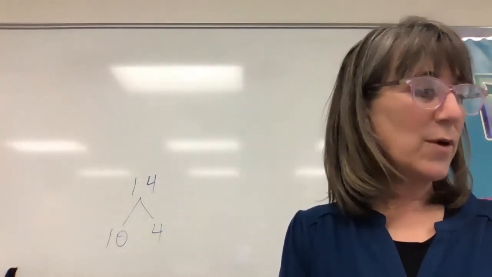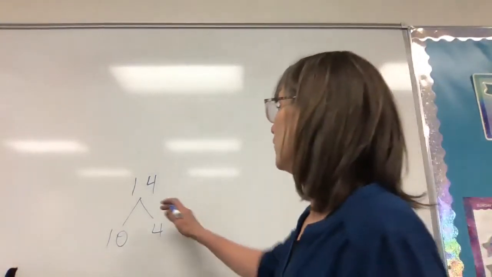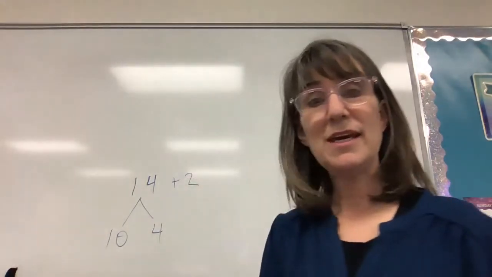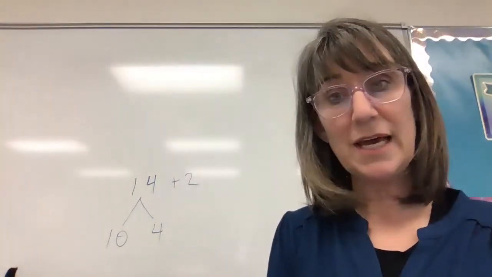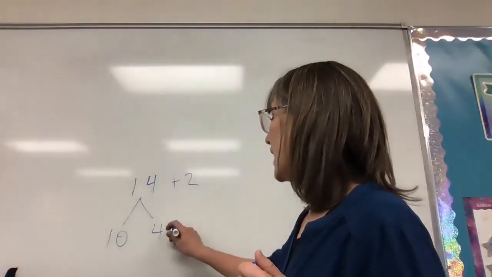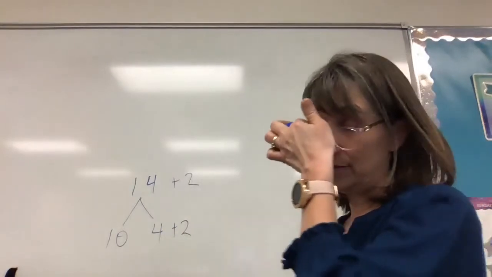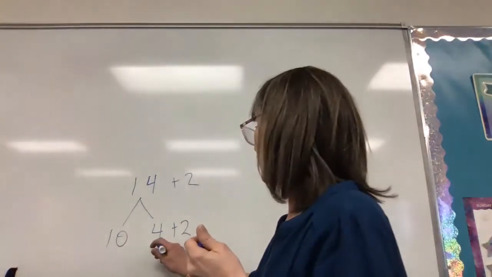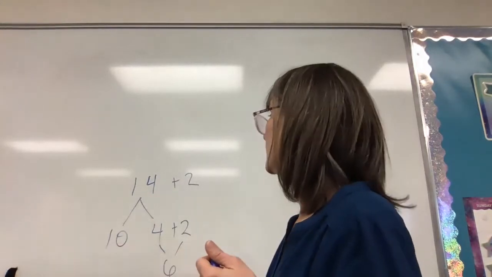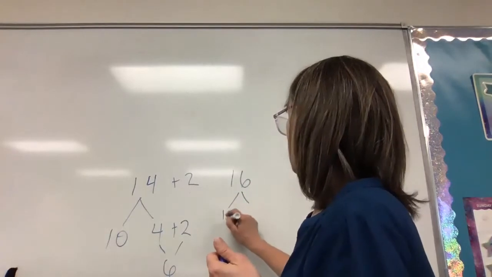Now, what if I wanted to add 2 more to this equation? So if I wanted to say 14 plus 2 more, because maybe he used to have 14 cars, but his dad gave him 2 more. Now what would our equation look like? Well, let's add 2 more down to the 4. So 4 plus 2 becomes 6, right? And our new equation is 1 ten 6, or 16.